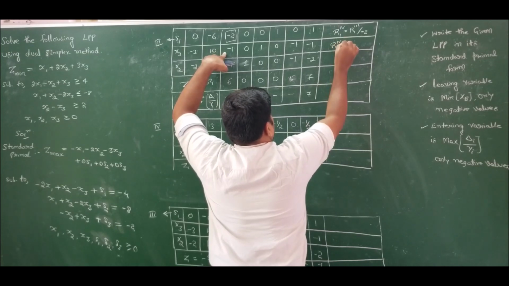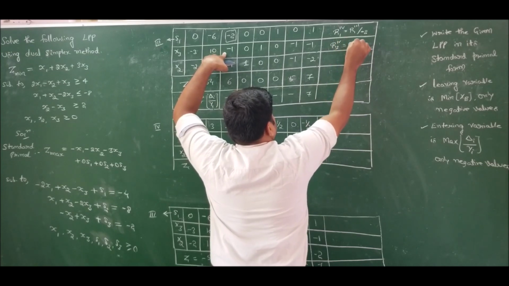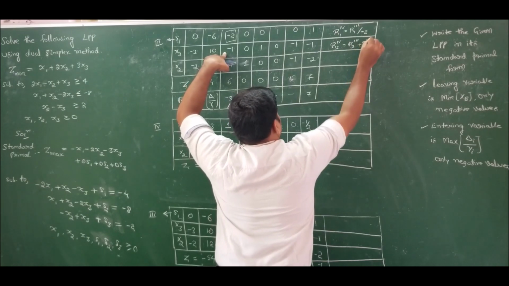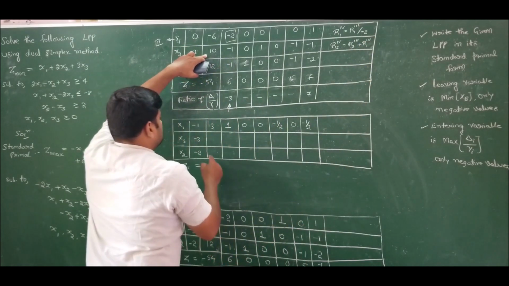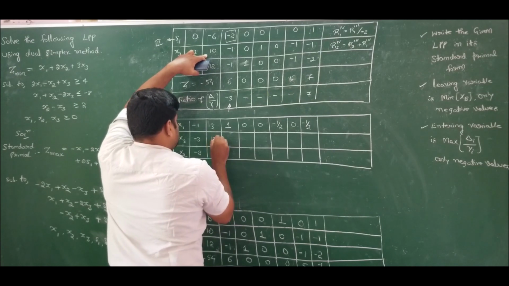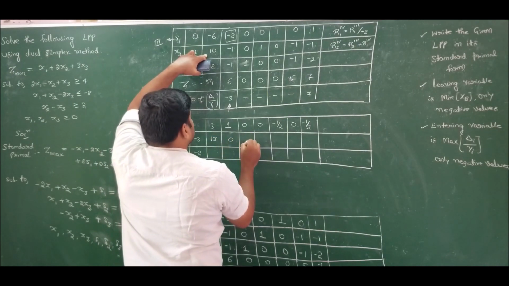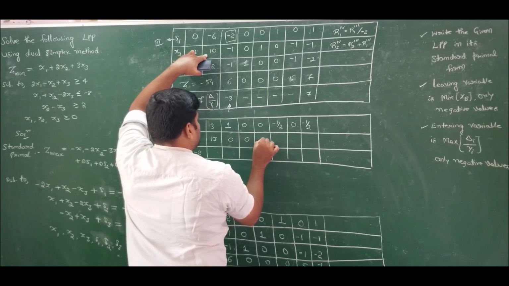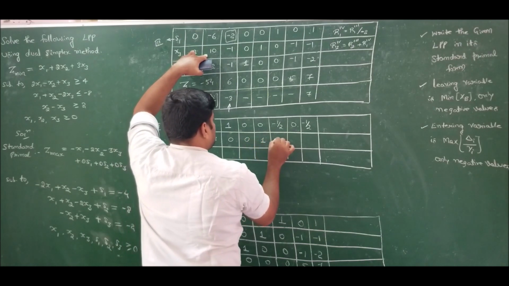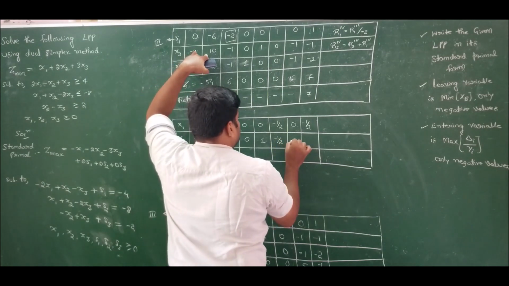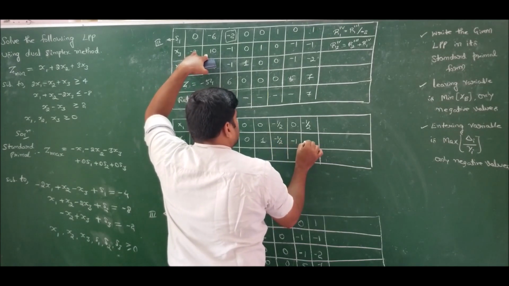So R2 of step 4 is R2 of step 3 plus R1 of step 4. So 10 plus 3 is 13. This will become 0. Just addition. 0 plus 0 is 0. 1 plus 0 is 1. 0 plus minus half is minus half. Minus 1, we have minus 1 minus half, minus 3 by 2.